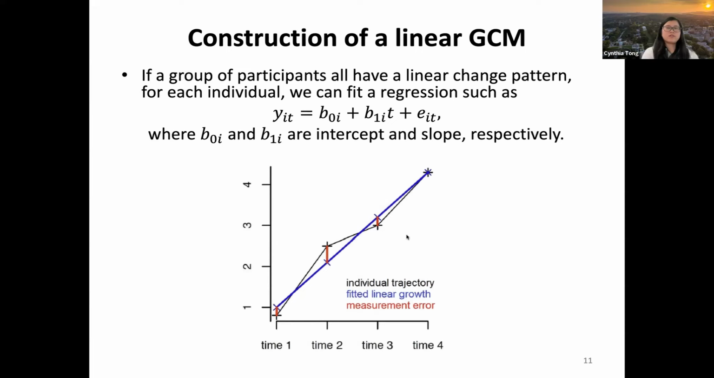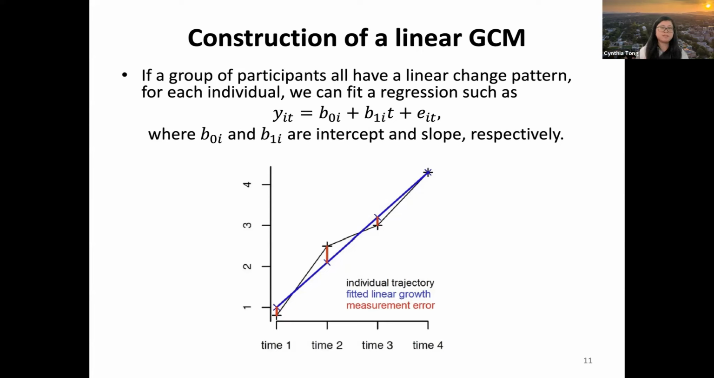To construct a growth curve model, we can think about it in this way. If a group of participants all have a linear change pattern, we start from a linear growth curve model. Then we can fit a linear regression to each person, right? Here, Y_it represents the observed score for the i-th subject at the t-th time point. So basically, we regress the observed scores for the subject on time t. This is a linear regression.